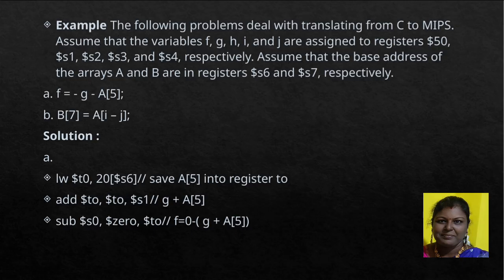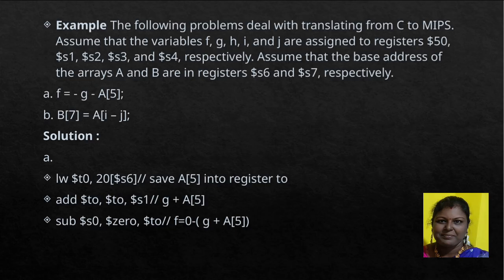For the first example, we need to calculate F equals negative G minus the value at index 5. We load A5 into a temporary register, add it to G, then subtract that sum from 0 to get the negative result. This shows how we handle array access and arithmetic together in MIPS.